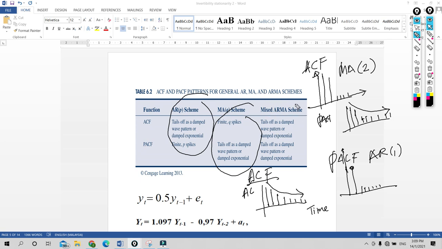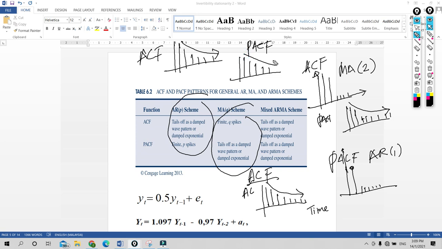Now, if we have an ARMA model, for the ARMA model we have both the ACF exponential, and the PACF graph also exponential, both of them exponential. Then this can be considered as an ARMA model. These are how we decide to choose one model in the time series.